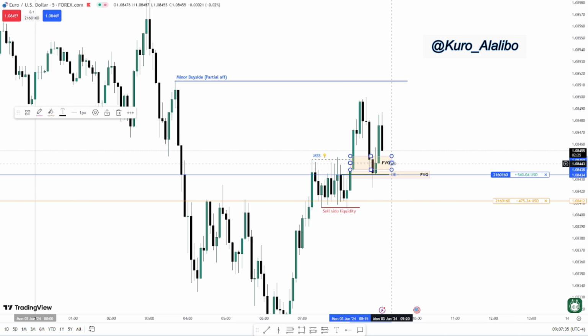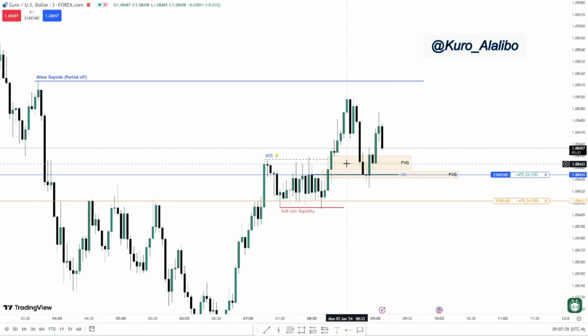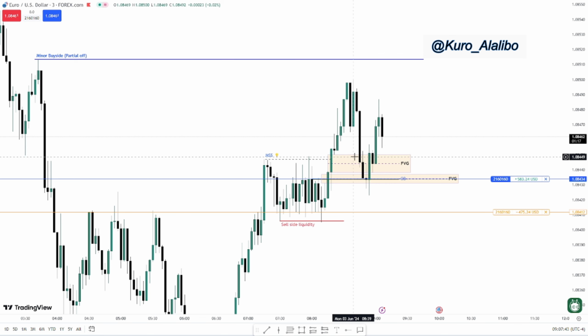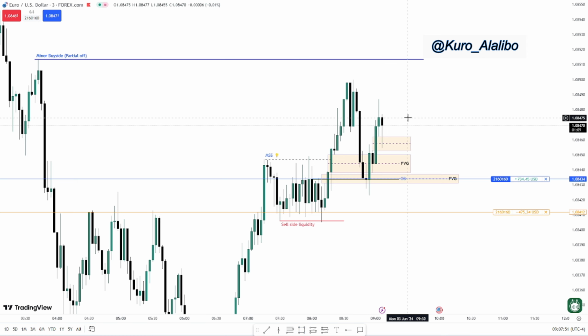So this fair value gap is a fair value gap on the 3 minute time frame. If you drop down to the 3 minute time frame, this is actually a gap in itself, and we have another gap up here. I'm trying not to mark up my chart too much, but when bullish, I'm just going to type this down so it doesn't fly over your head.